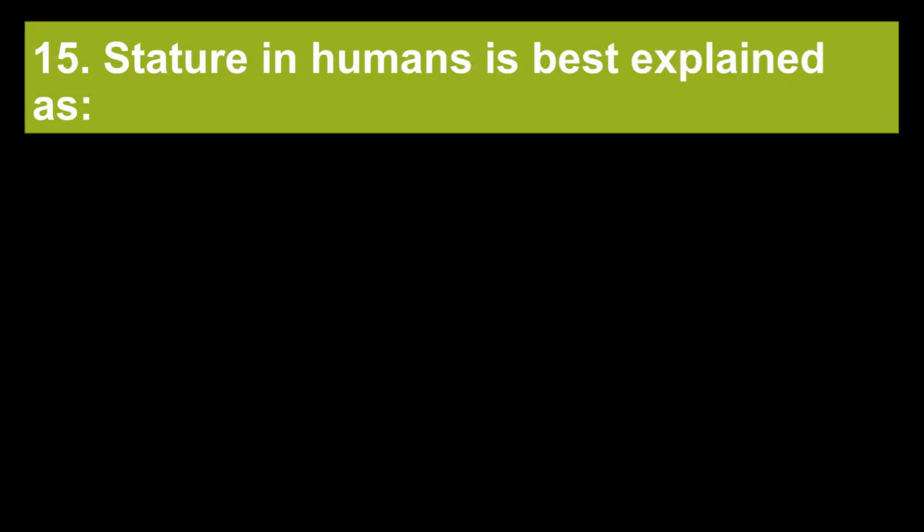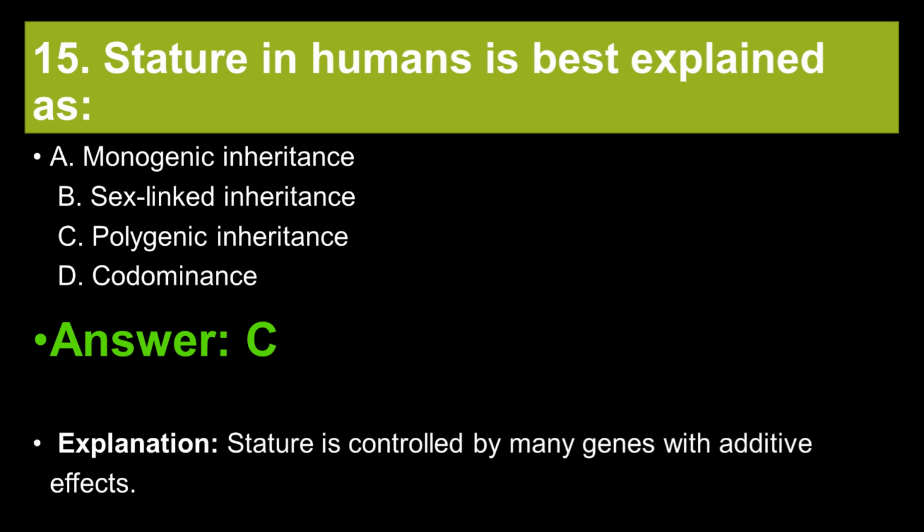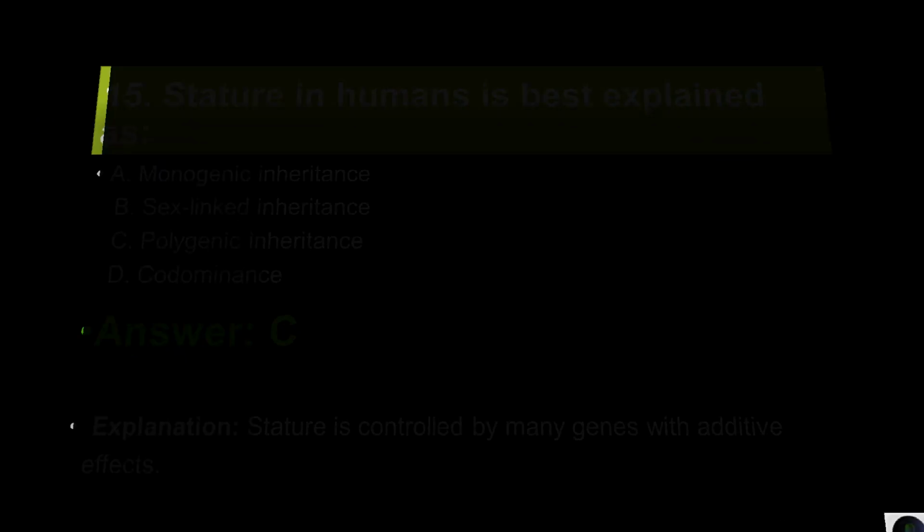Question 15. Stature in humans is best explained as: A. Monogenic inheritance. B. Sex-linked inheritance. C. Polygenic inheritance. D. Codominance. Answer: C. Explanation: stature is controlled by many genes with additive effects.